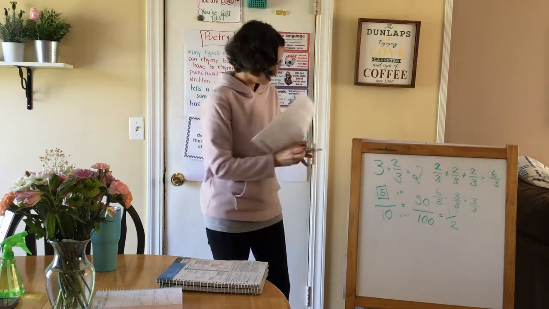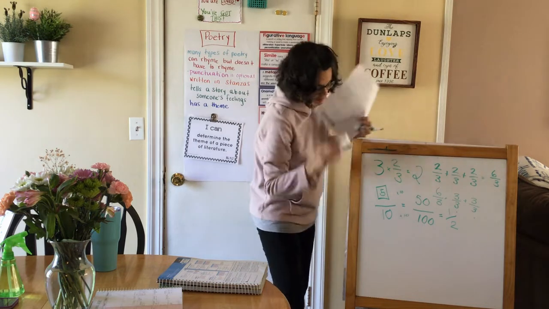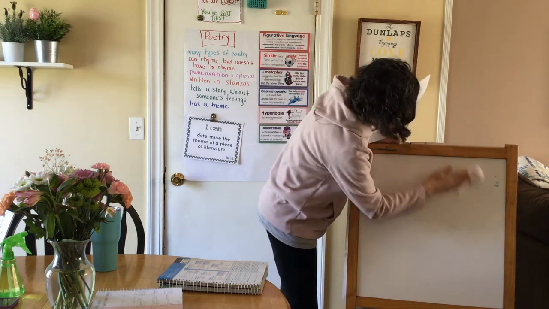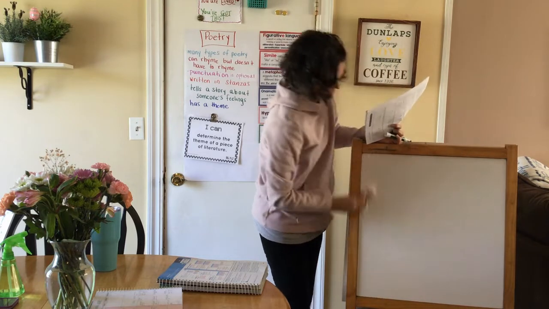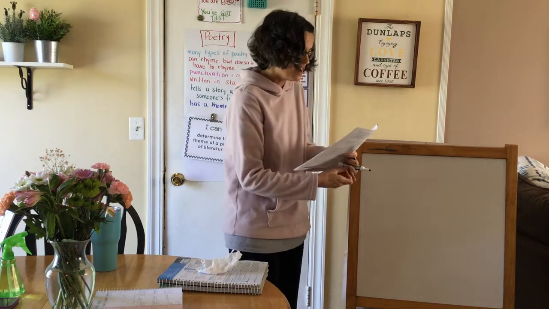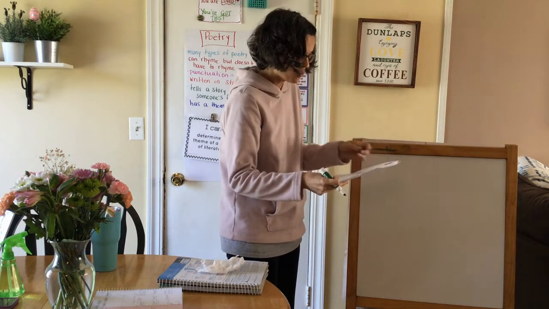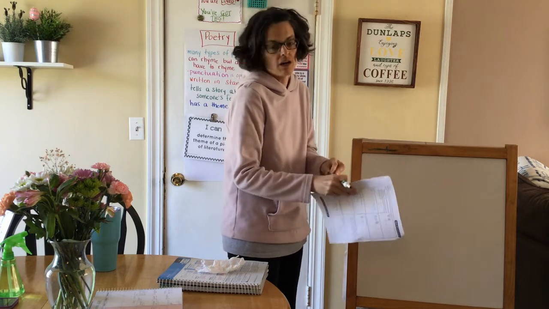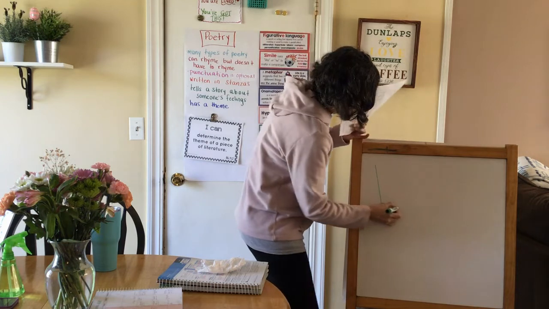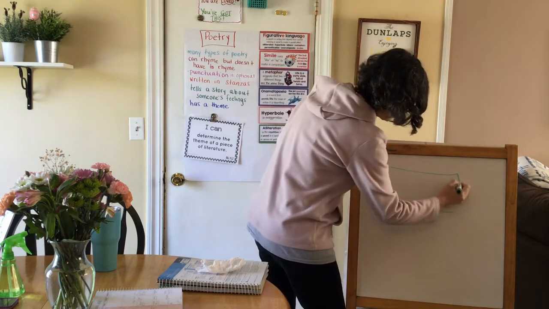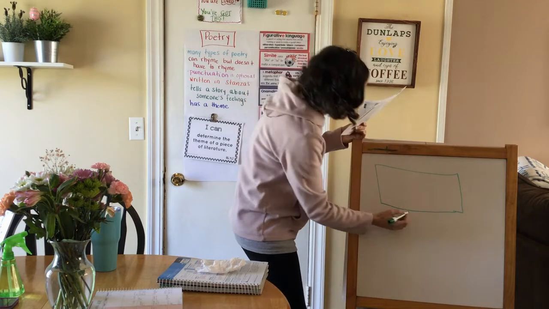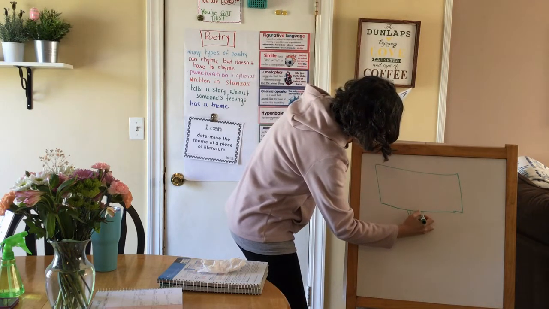Okay, let me get some more room here. Owen's bedroom has a perimeter of 46 feet. The length of the bedroom is 11 feet. What is the width of the bedroom? All right, so what shape is Owen's bedroom? It's a rectangle. And the text says that the length is 11 feet. So we know that this is 11 feet.